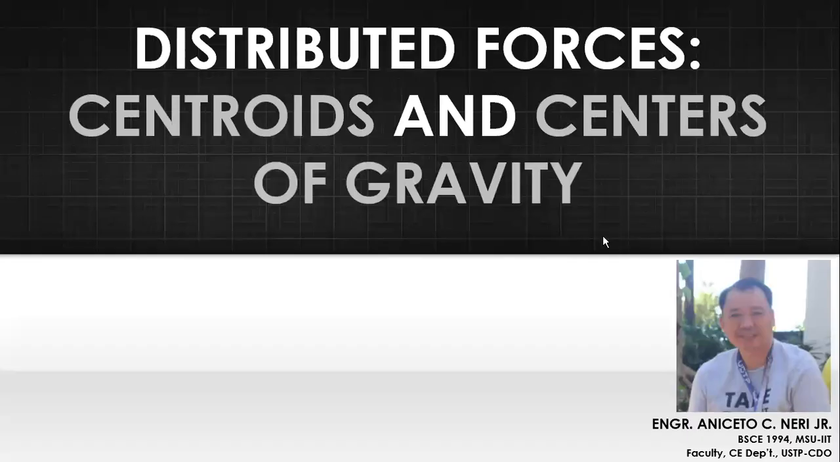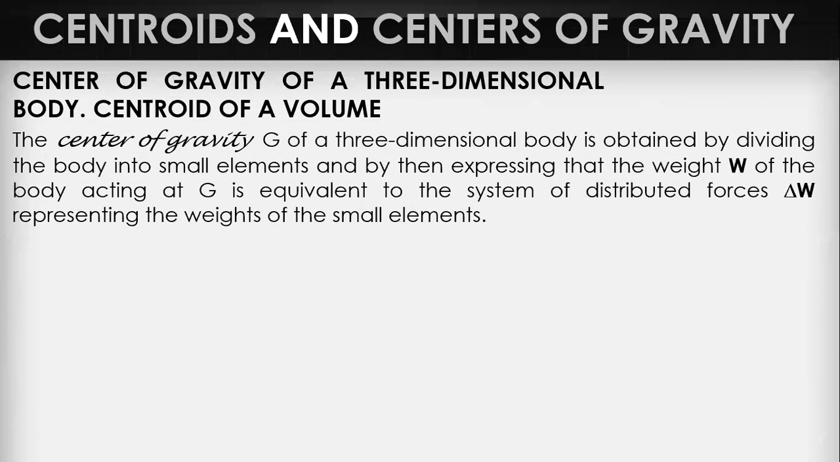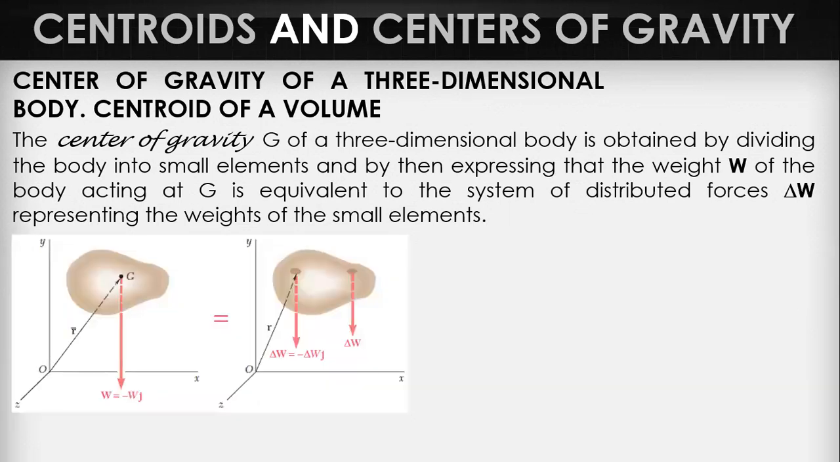Okay, for this video, I'm going to discuss centroids and center of gravity of a three-dimensional body, or centroid of a volume. The center of gravity G of a three-dimensional body is obtained by dividing the body into small elements and then expressing that the weight W of the body acting at G is equivalent to the system of distributed forces delta W representing the weights of the small elements like this one.